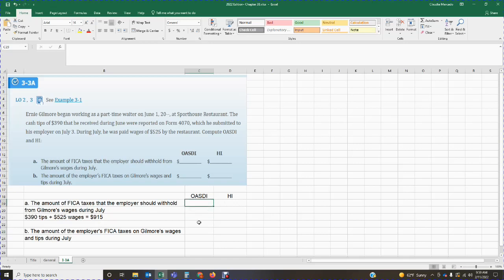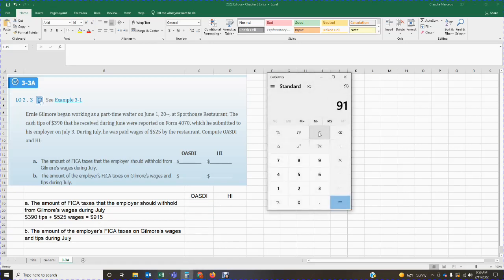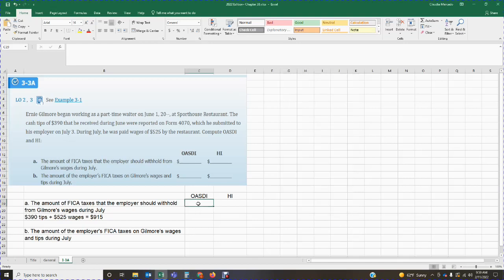For the OASDI, we are going to get the $915 that the employee Ernie made, and we're going to multiply it by the rate. Remember, the OASDI rate is 6.2%. And that's going to give me $56.73. So all we did was get the total tips and wages earned. That is your taxable earnings for the month of July, times the OASDI rate, and the OASDI rate is 6.2%. The HI rate is 1.45%.